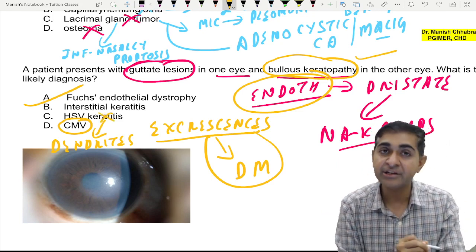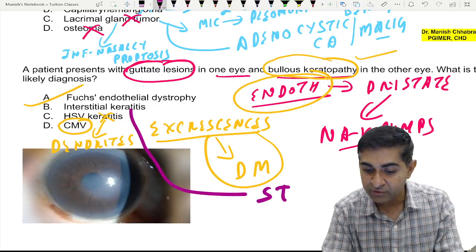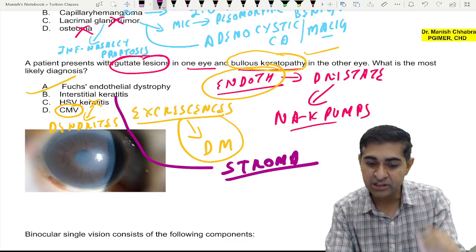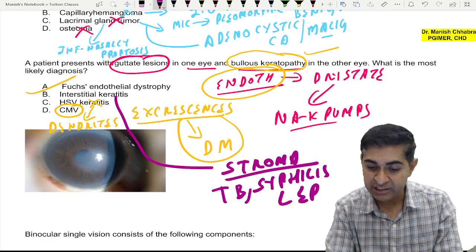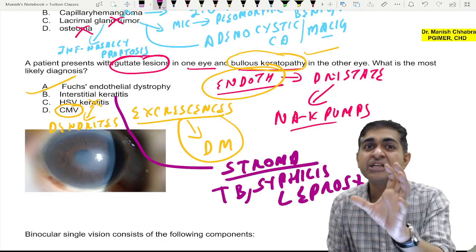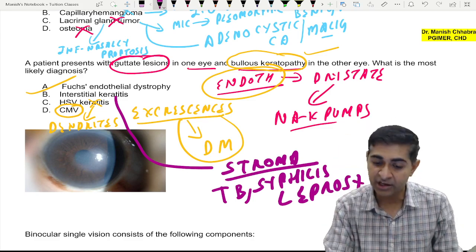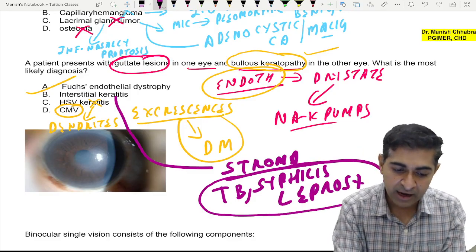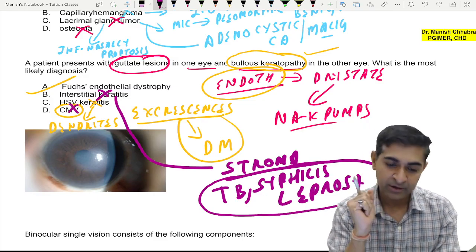So that is eliminated. What is interstitial keratitis? Interstitial keratitis is when there is inflammation of the stroma, without any epithelial defect. This interstitial keratitis is typically seen in TB, syphilis, leprosy. And it may also be seen in conditions like CMV. If there is CMV infection, it can lead to interstitial keratitis, although very, very rarely. But the common causes are TB, syphilis, leprosy. Okay. All right. So eliminating these options, we are left with Fuchs endothelial dystrophy.